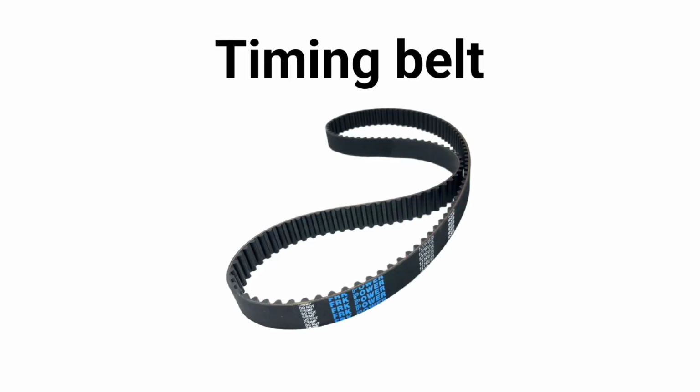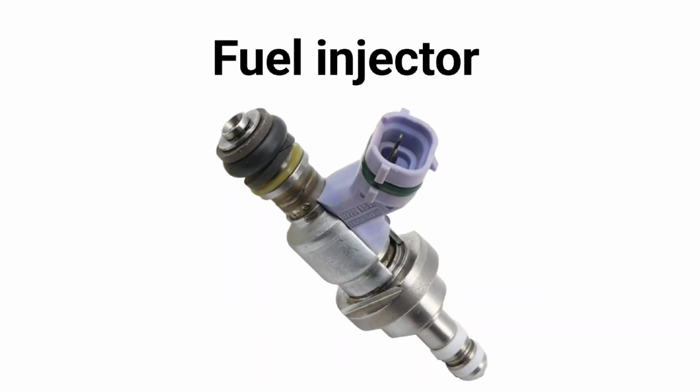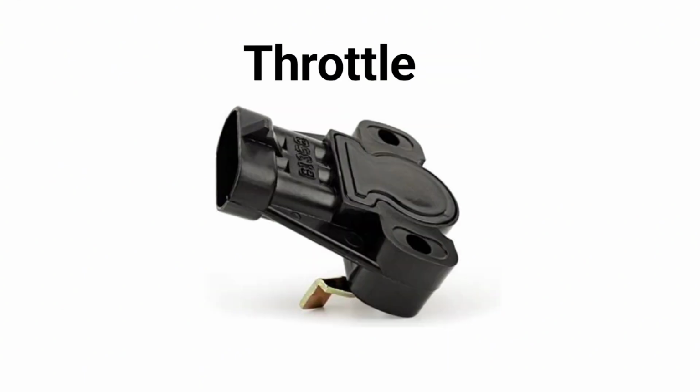Timing belt. The timing belt keeps parts in sync. Timing chain. The timing chain is very strong. Fuel injector. The fuel injector sprays fuel. Throttle. The throttle controls speed.